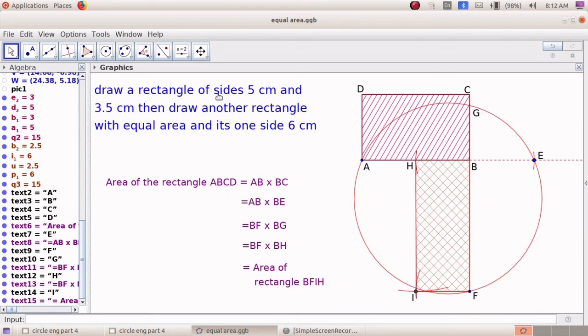You have to write this question. Then draw or construct all these with the steps, with the method that I have explained. Then at last write down these steps to tell these two rectangles are equal in area. Pause the video and write down all these things.